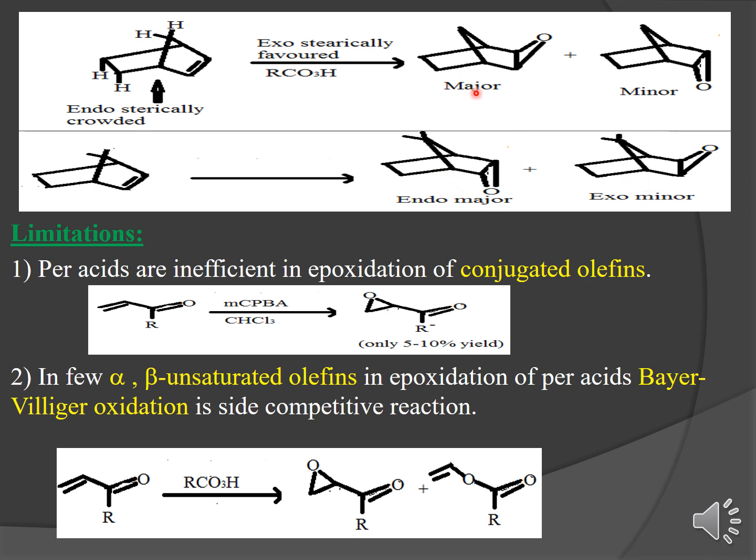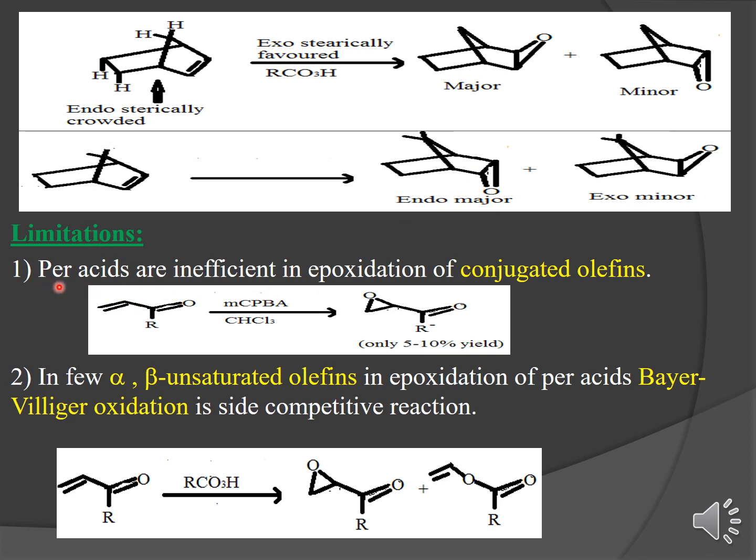Okay, so here it is: exo is your major compound and endo is your minor compound. If you are taking these endo-sterically crowded compounds, or the same compound, and upon treatment with this, if you are taking the exo-sterically favored compound, that time you are getting these two products. Then moving on to the limitation part, there are a few limitations.